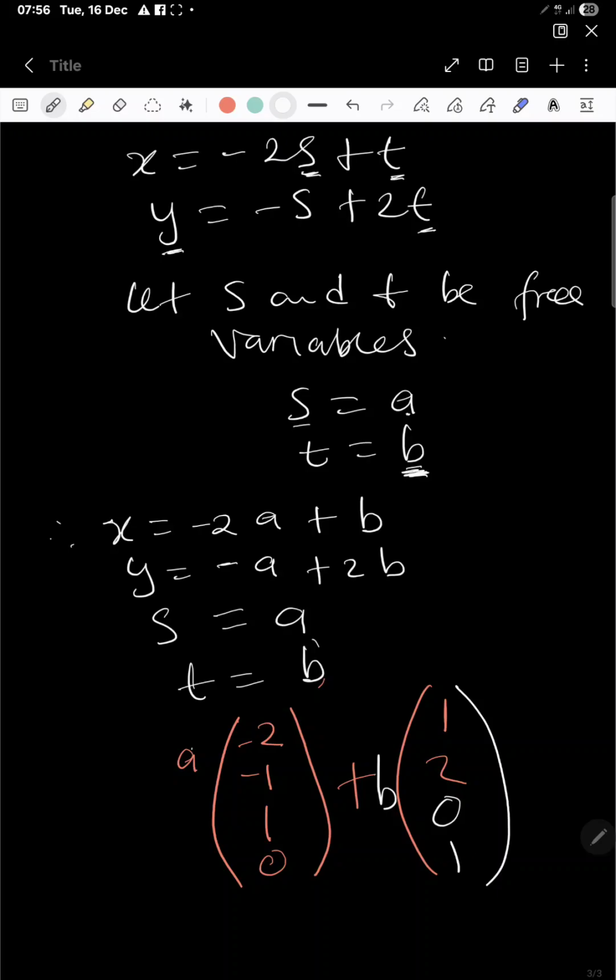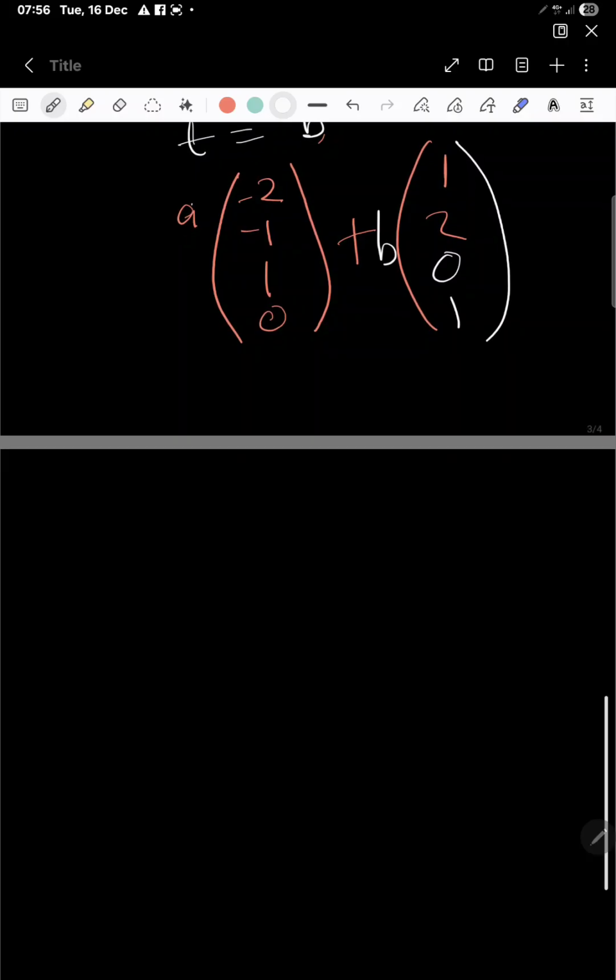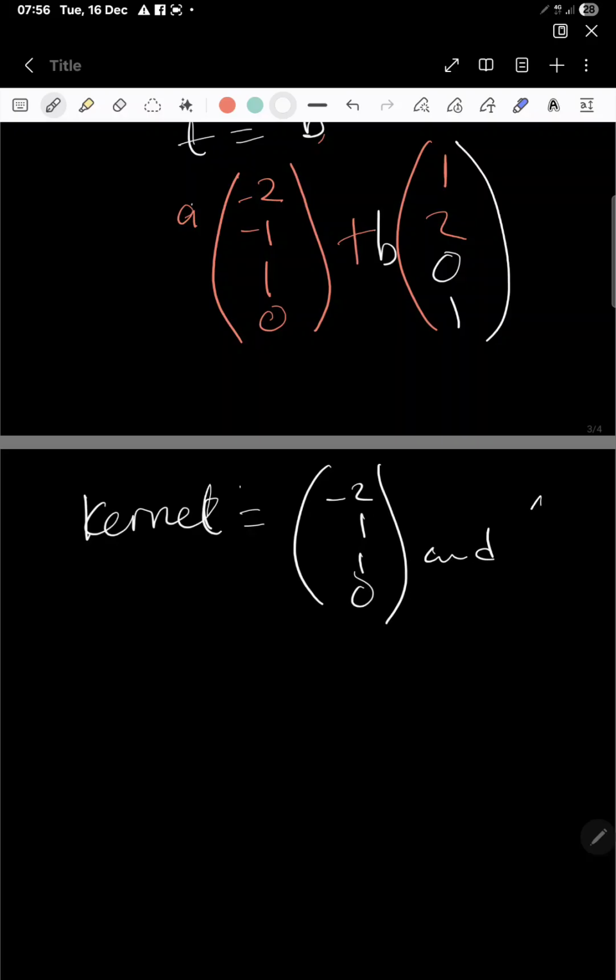And now the question is find the kernel. So what do you do to get the kernel? In this case, our kernel is simply the two vectors that we found. Just say that the kernel is these two vectors you found, which are negative 2, 1, 1, 0 and 1, 2, 0, 1. So the kernel is simply those answers that you found, put in vector format. So that's how you get the kernel, like that.